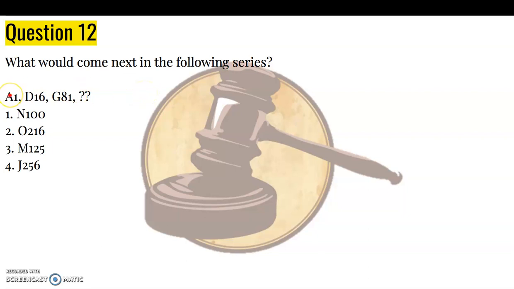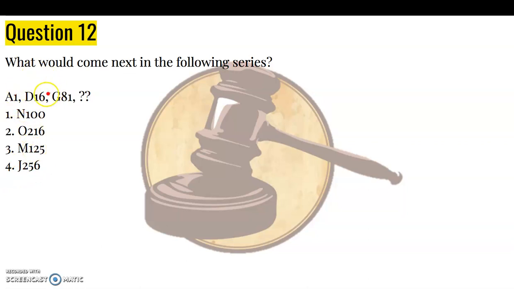If you remember the positions of the alphabets, then things will become really easy for you. So A is 1, D is 4, G is 7. So after 3 more alphabets, D comes, and after 3 more, G comes, and after 3 more after G, the 10th letter would come, that is J. So we have to see what option contains J. This contains J. So this can be the answer.